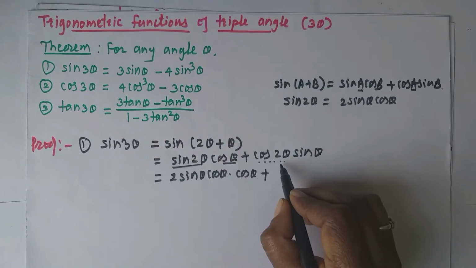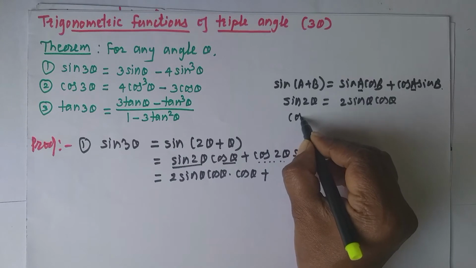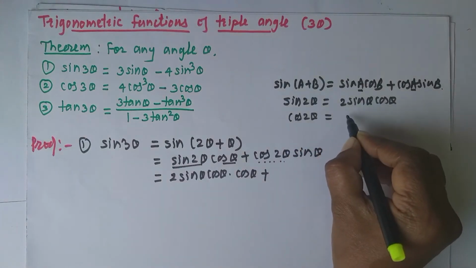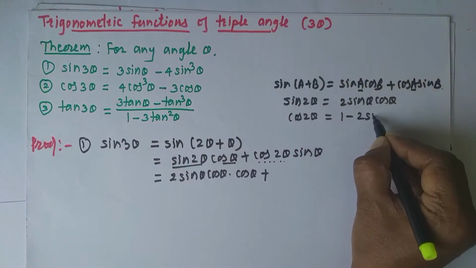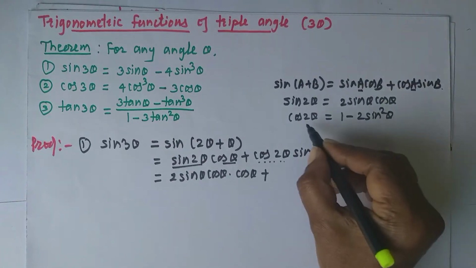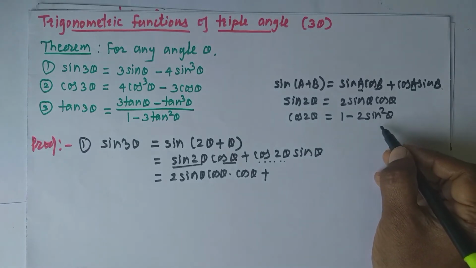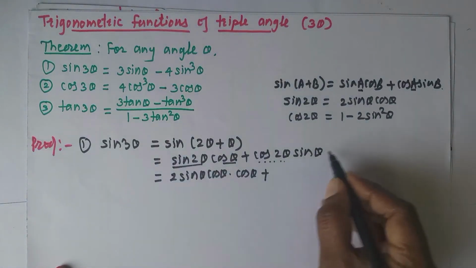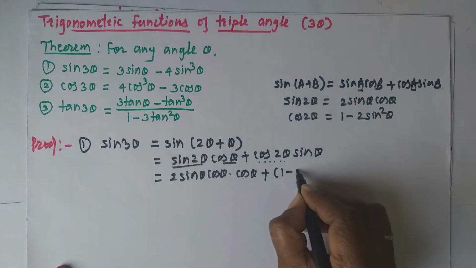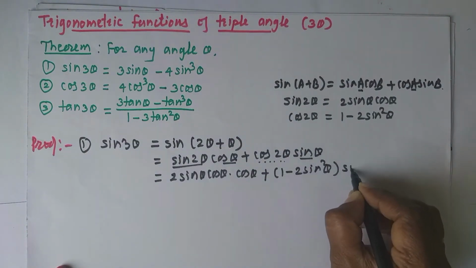Therefore, I will use the formula of cos 2 theta which contains only sin. And what is that formula? Cos 2 theta will be 1 minus 2 sin square theta. We have seen 4 formulae for cos 2 theta, but I am using only that formula which contains only sin theta. Therefore, for cos 2 theta I will keep this value 1 minus 2 sin square theta and keep this sin theta as it is.